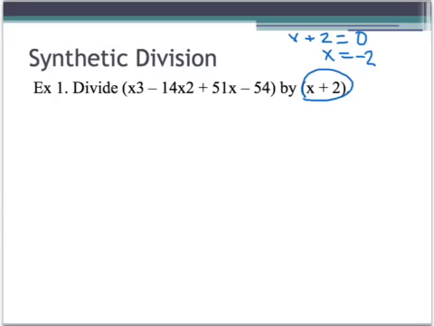Okay, so I get -2. You can also think of it as, instead of saying x plus 2, we're going to use the -2. We're going to use the opposite sign. I'm going to write my divisor out here and put a little half box around it.